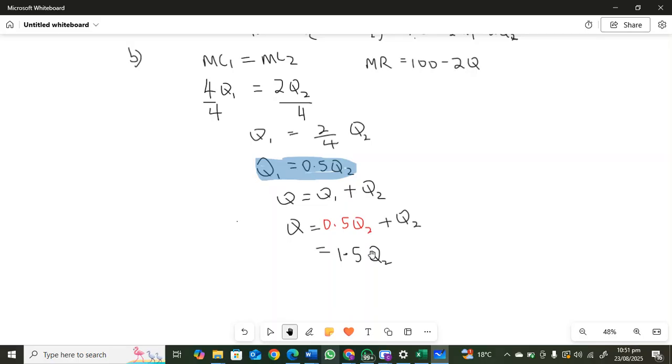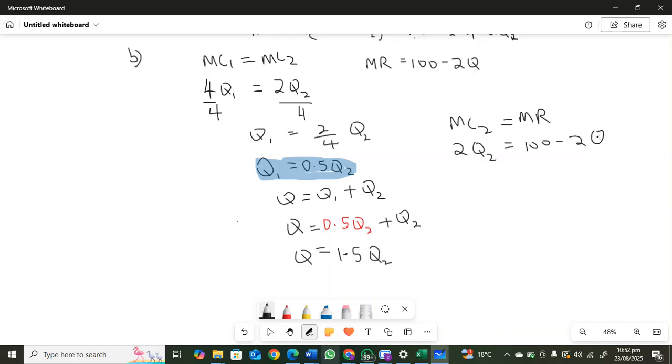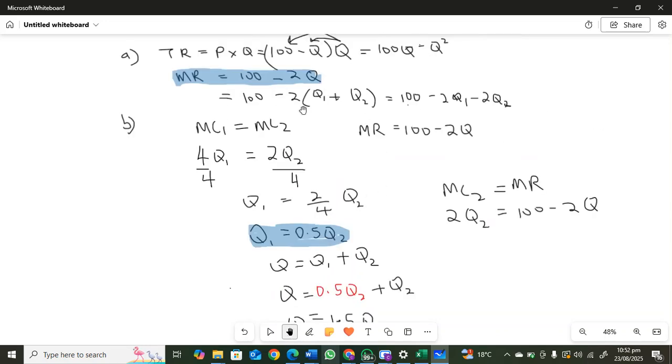Once we've got this, we can now use our marginal cost function for MC2. So you say MC2 equals marginal revenue. MC2, we've been told, is 2Q2. That's the marginal cost for the second frame. Marginal revenue is 100 minus 2Q. Colleagues, remember, if I wanted, I could also have used this one here, just expressing Q1 in terms of Q2. It will break down, and you will still eventually come down to the same answer.